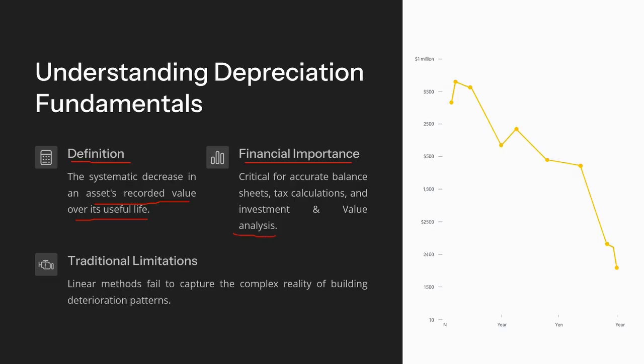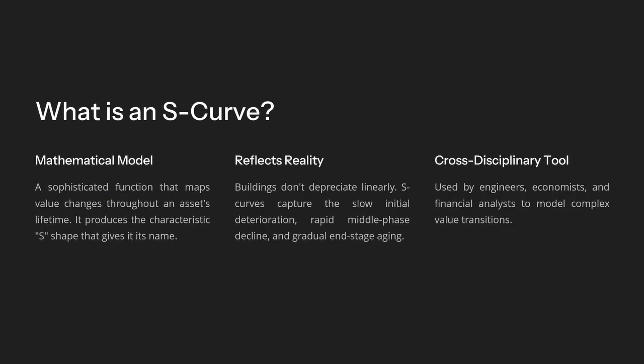So what are the traditional limitations? The methods we have been using, such as linear methods, fail to capture the complex reality of building deterioration patterns. What these deterioration patterns are we will discuss in the coming slides. So basically the decrease in the value of an asset because of its physical deterioration and because of its obsolescence is called depreciation. So what is an S curve basically?